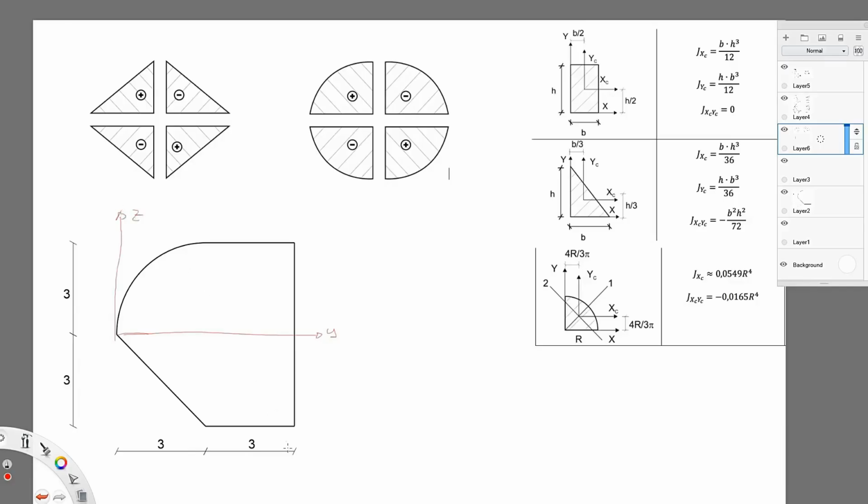Next, we are able to divide this shape into simple figures. Let's say we divide it in the following way. This will be our first figure, a quarter circle, the second figure, a triangle, and the third figure is this entire rectangle from here to there.